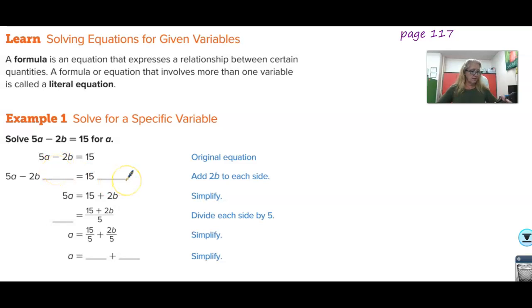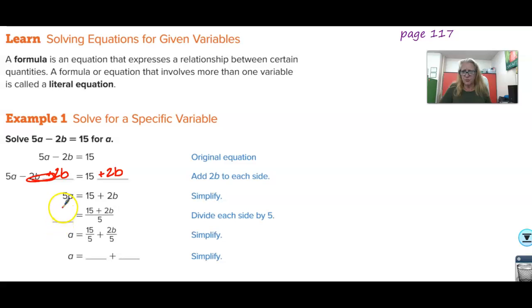Let me fire up my magic pen. We will add 2b to both sides. And then these go away, and we're just left with 5a on the left. And on the right, we have 15 plus 2b. Well, now we need to get a by itself. Well, it's being multiplied with a 5. So we need to divide this by 5.